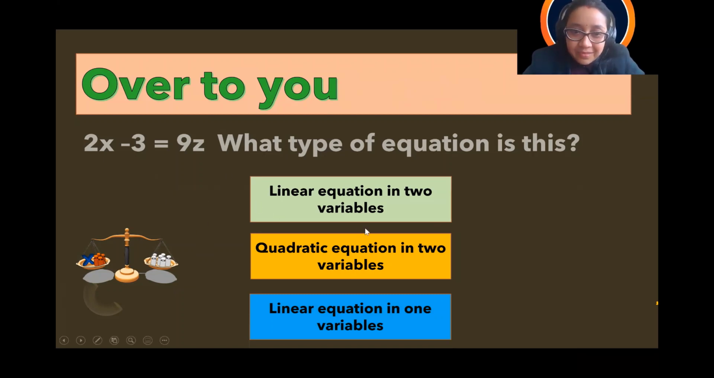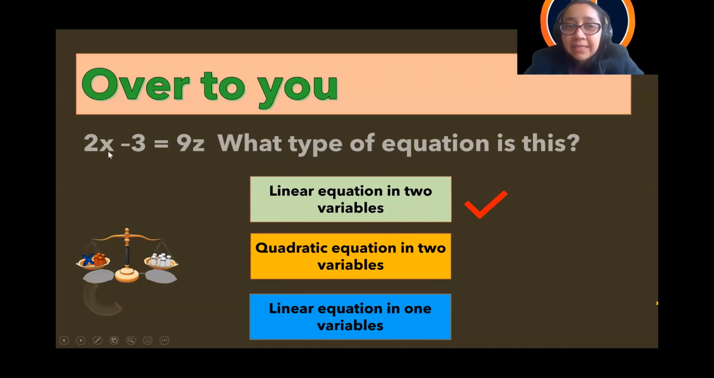Yes. 2x minus 3 equal to 9z. So what type of equation is it? Write down now. Yes, you are right. It is a linear equation in two variables. Why two variables?